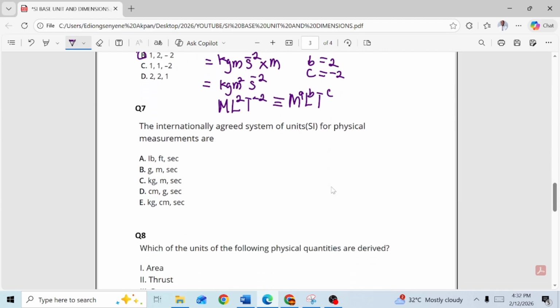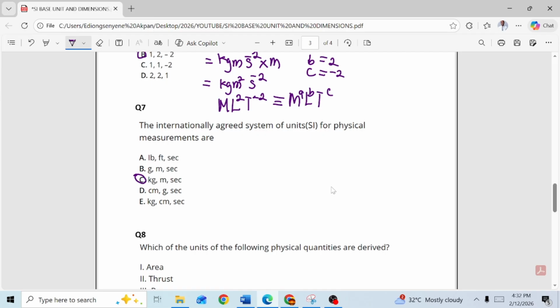Number 7. The internationally agreed system of units for physical measurements are dash. This is the introduction of what we did. That is kilogram, meter, and second. That is the standard. Anything outside that is not internationally agreed.